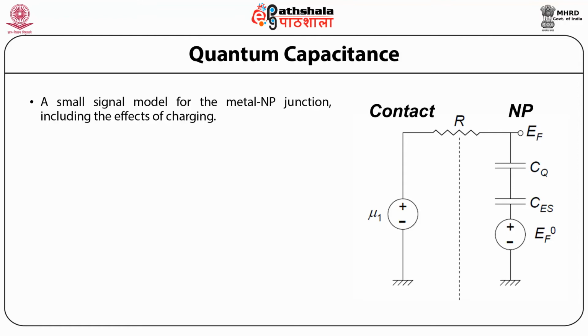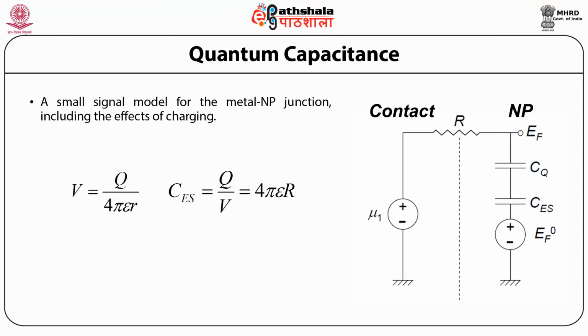To calculate CES, the electrostatic capacitance of spherical nanoparticles of radius capital R, the potential at a point small r from the center of the sphere is V equal to Q by 4 pi epsilon r, where this small r is greater than capital R. Epsilon is the dielectric constant of the nanoparticle, and Q is the net charge on the nanoparticle sphere, and the potential of the sphere is V equal to Q by 4 pi epsilon capital R, and the capacitance can be given by CES equal to Q by V equal to 4 pi epsilon capital R.